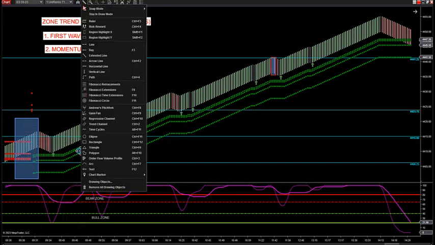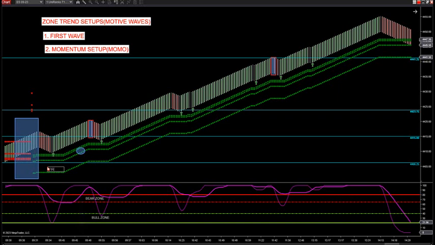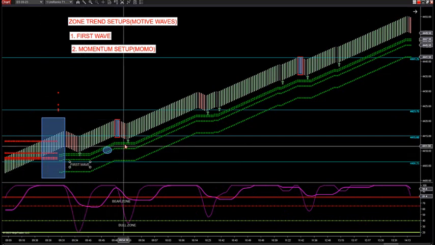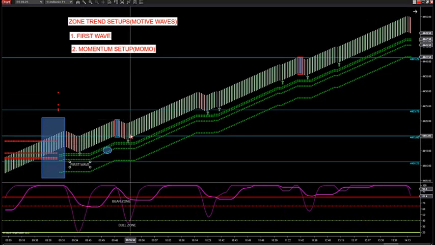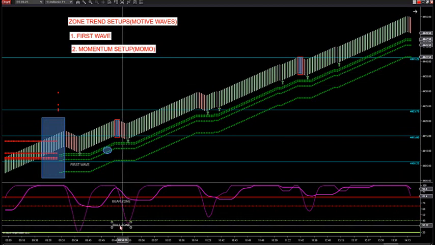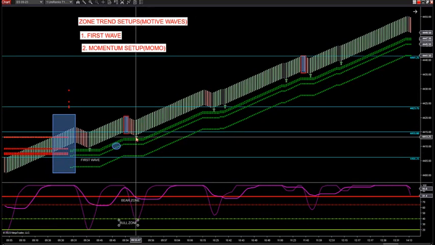We started out with a first wave here. This is the first wave that started right after the New York Open. First wave setup, very simple to understand. And then we went right into the MOMO waves here. Now the MOMO waves, you can do the same. You want to look at the signal lines also in the bull and bear zones. Why? Because you want to see if this has strength above the shallow retracement.